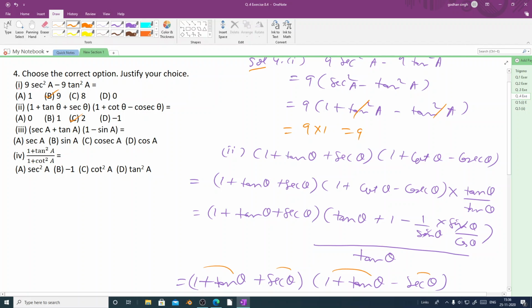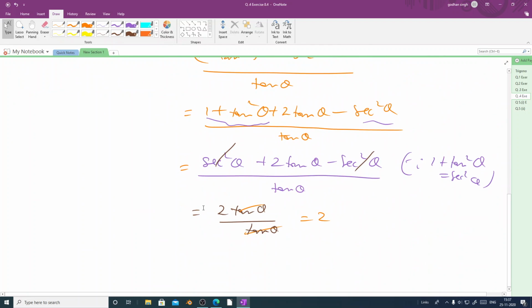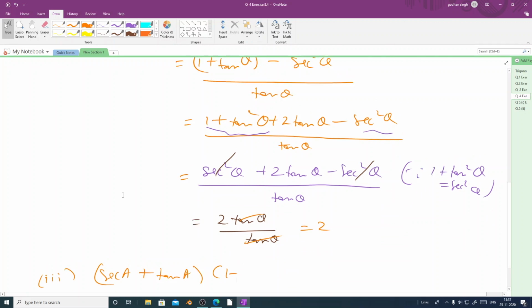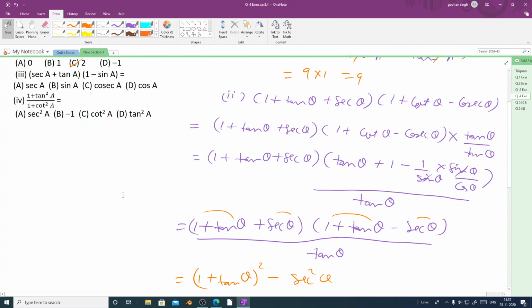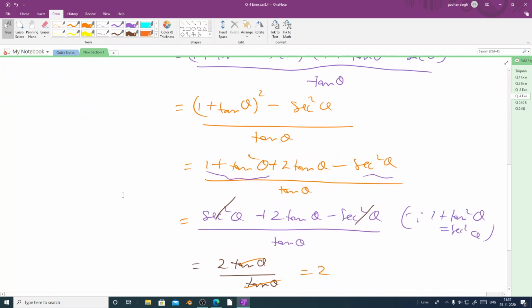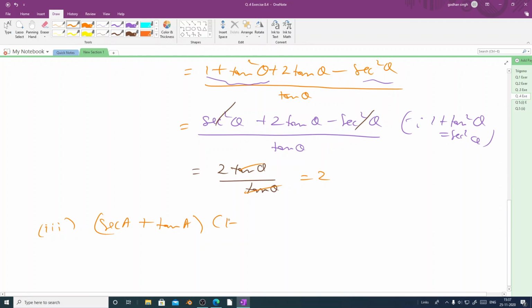Now the same concept we can apply here also, or the other way is that you can convert sec a plus tan a both in terms of sine and cos and then simplify it. So let us do this third part. Question number 4, third part, that is sec a plus tan a into 1 minus sine a. So sec a plus tan a we have to multiply by 1 minus sine a and see what is the result.